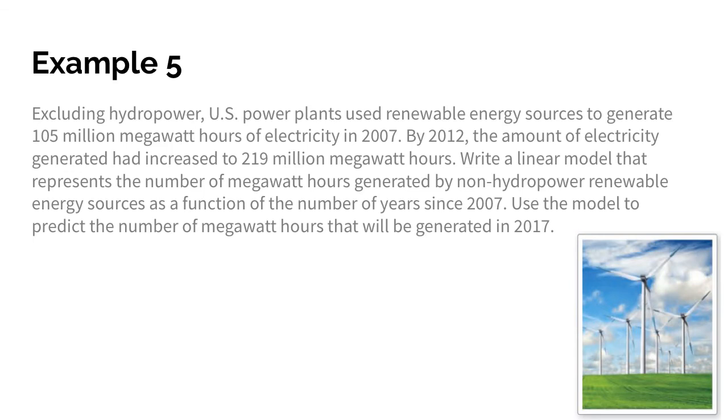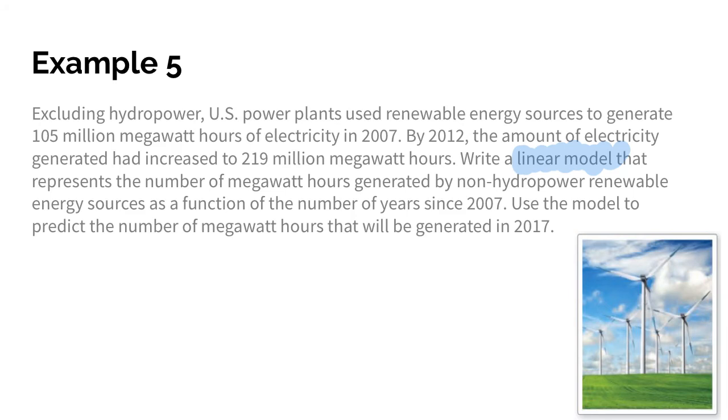Here it wants us to write a linear model. Fancy words. A linear model that represents the number of megawatt hours generated by these energy sources as a function of the number of years since 2007. What is that even saying? And then it says to use this model to predict the number of megawatt hours in 2017.